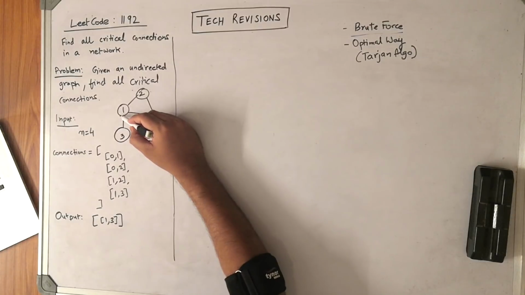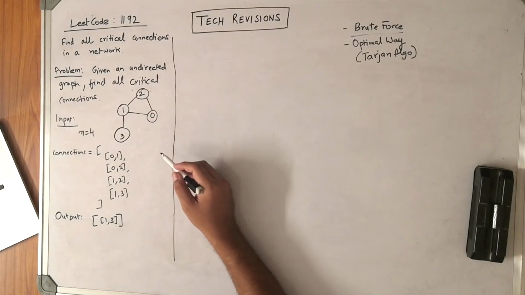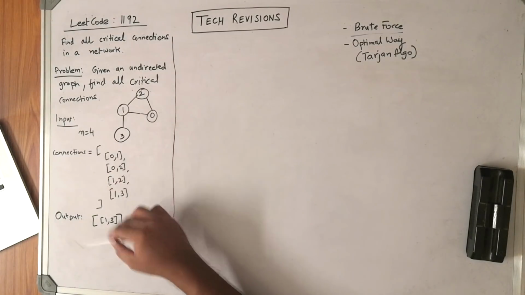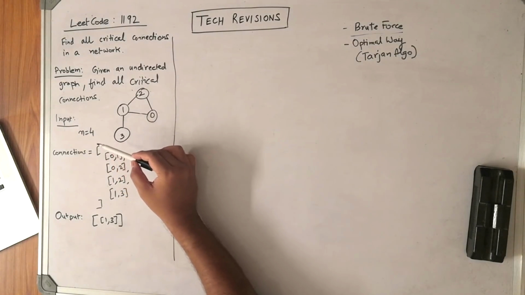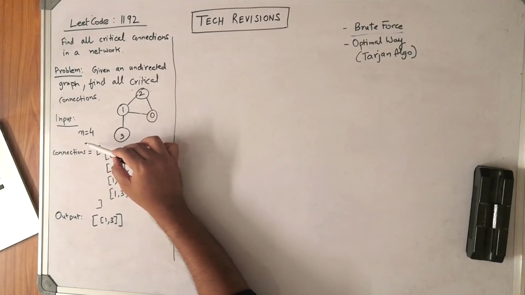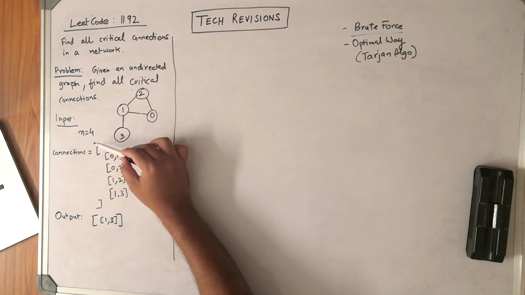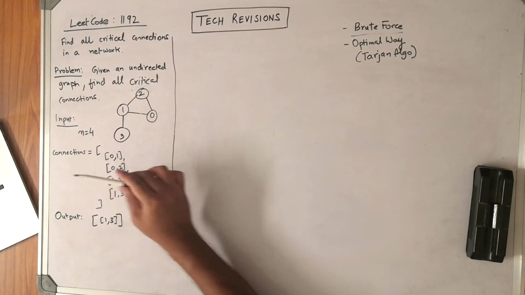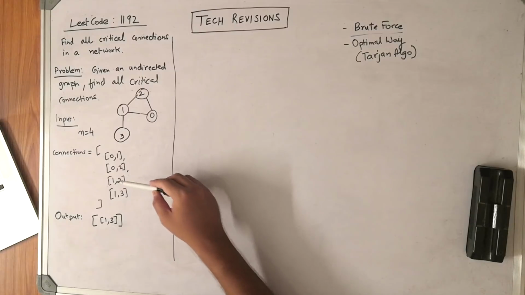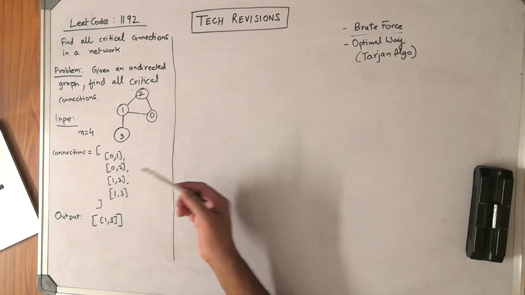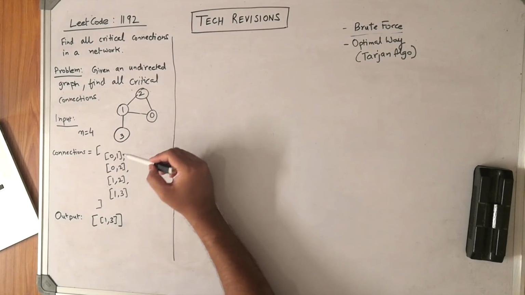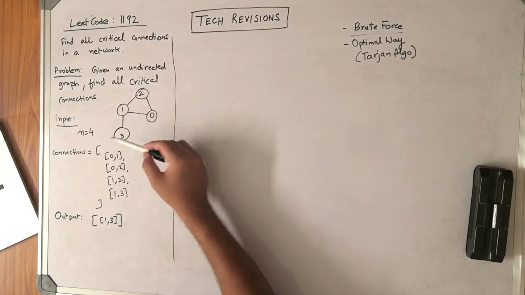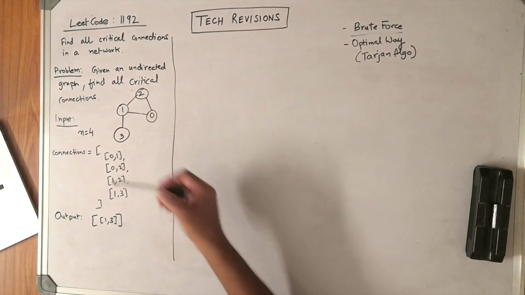Before I jump into the graph and explain what a critical connection is, let me take you through the input and output. The input given to you is a value called n, which is the number of nodes, 4 in this case. You are also given a connections array, which is nothing but a list of edges. You can see the edges are between 0 and 1, 0 and 2, 1 and 2, and 1 and 3. So basically 4 edges and 4 nodes total, right?